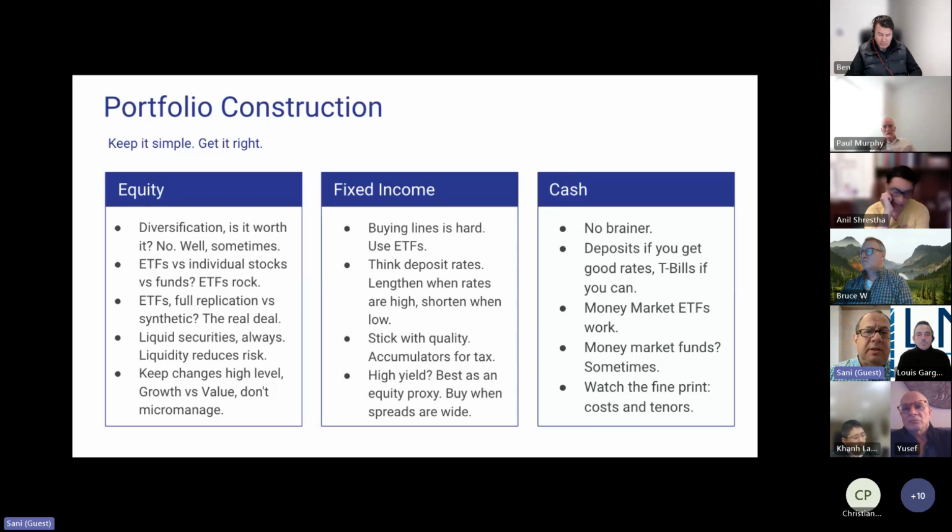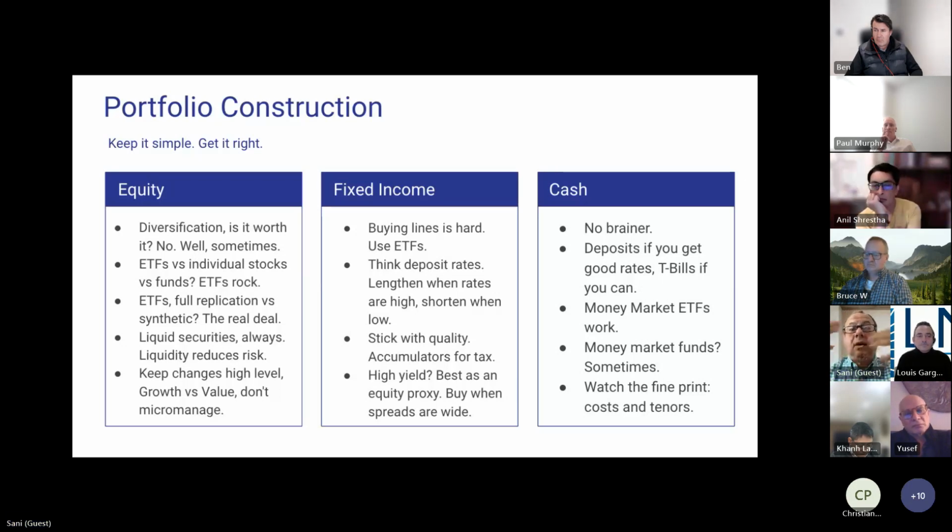And then we get to cash. Well, cash is kind of a no-brainer. We all know about cash, but that doesn't mean we can't optimize. So in cash, as I said, if you think rates are going up, keep your maturity short. You invest in deposits or T-bills if you can. You'll get good rates these days in the 5% range, and you can keep those short when rates are going up. But when rates are going down, the opposite is also true.